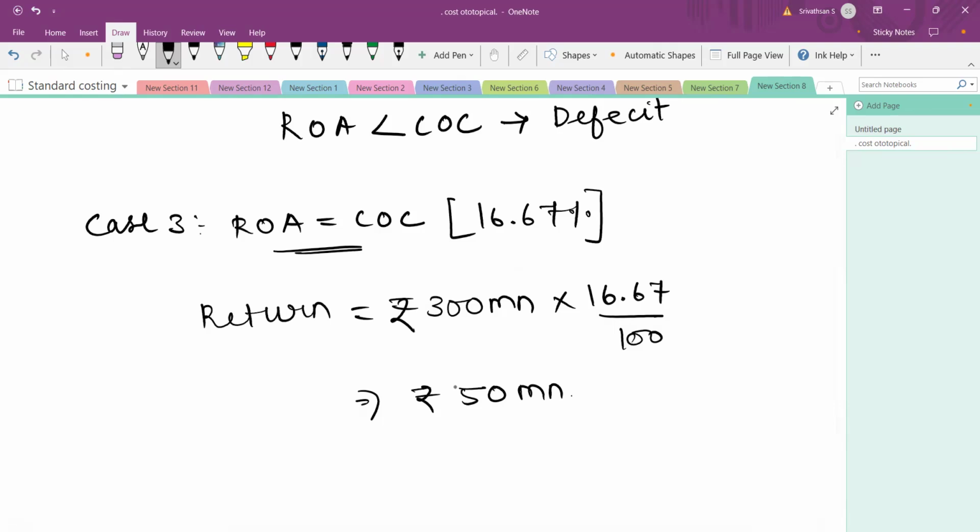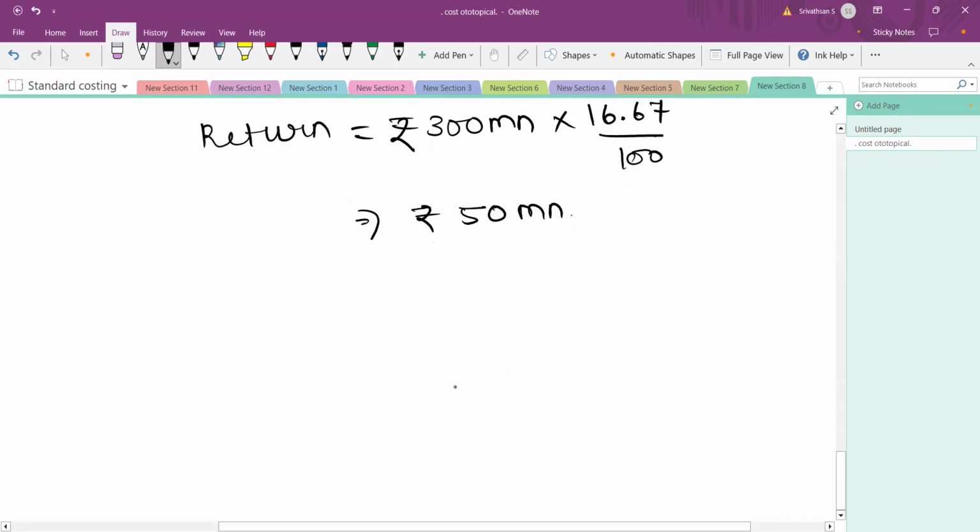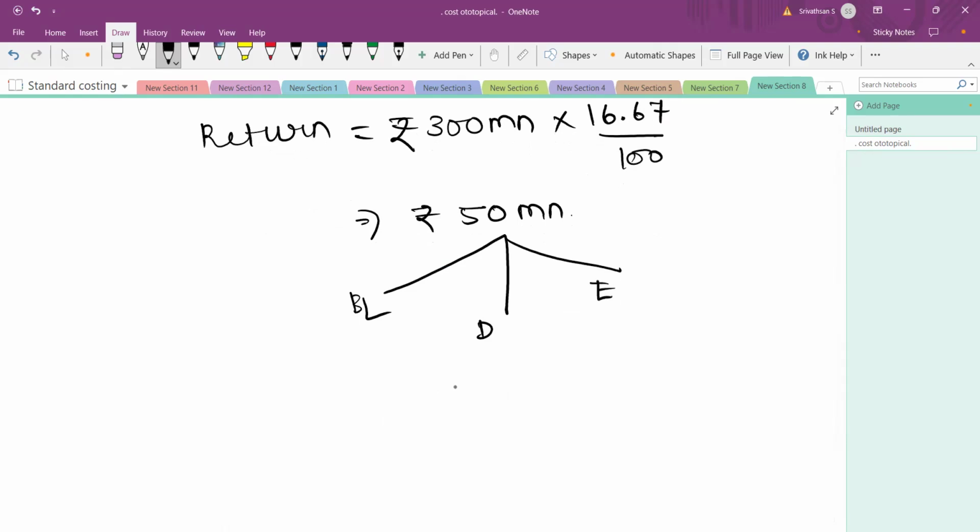So now, again, repeating the same process, out of 50 million, first, the company will pay to the bank loan, then the company will pay to the debenture, and finally the company will pay to the equity shareholders. So what is the expectation of the bank loan? Expectation of the bank loan is rupees 10 million. So out of 50 million, 10 million will be paid to the bank. Then out of 50 million, 10 million is paid. So we are left with 40 million.